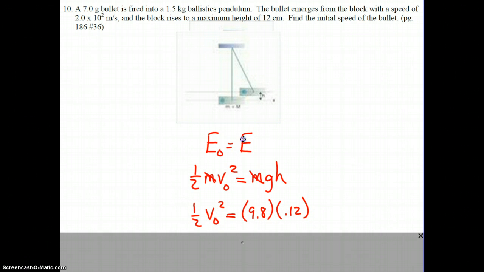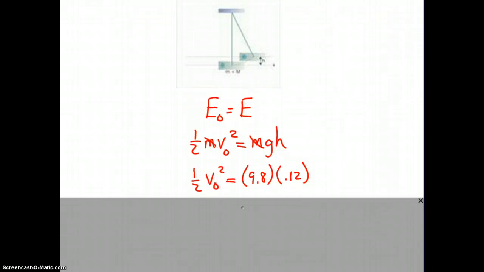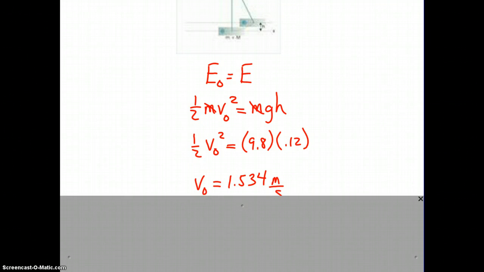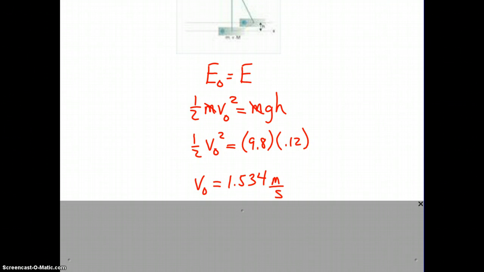Substituting in that the block rose 12 centimeters, which is 0.12 meters, we can solve for the initial velocity of the block after the bullet passed through it to be 1.534 meters per second. Notice we're keeping extra digits there so as not to round to sig figs on our answer.